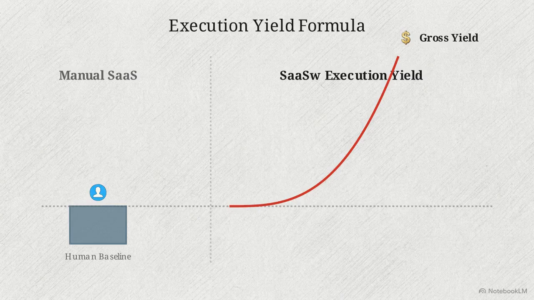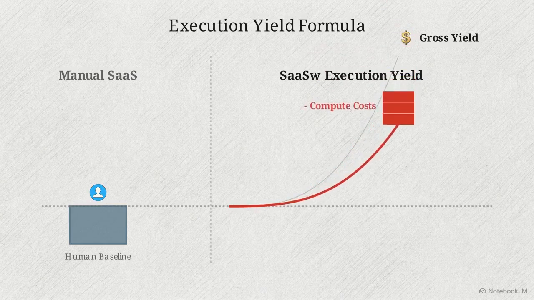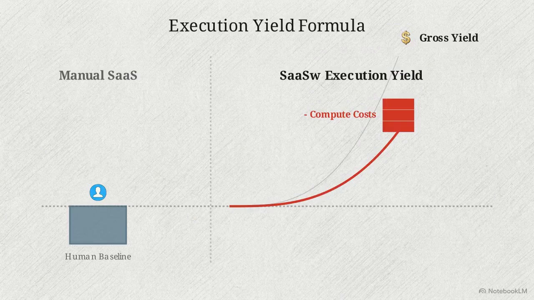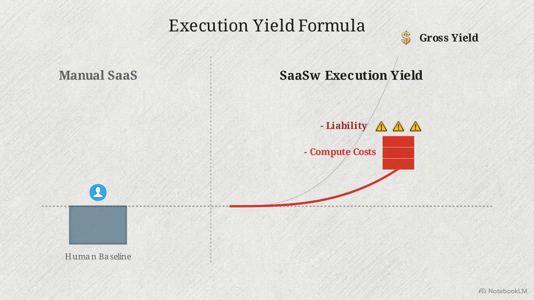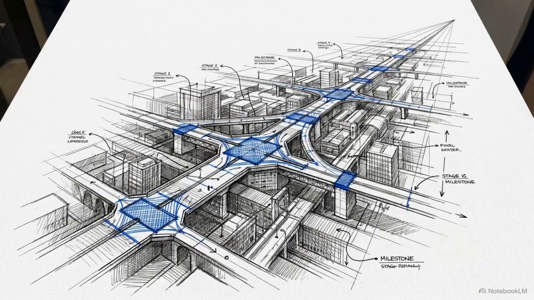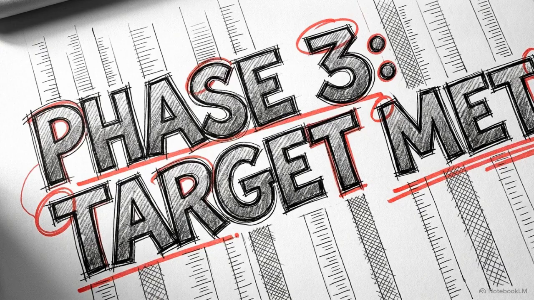But gross yield is not the final number. Running continuous agent simulations requires significant processing power, so we must subtract our compute costs from that top-line value. Finally, we deduct risk-adjusted liability costs. This structure provides your organization with a clear, highly auditable roadmap to safely achieve Level 3 autonomous emergence.